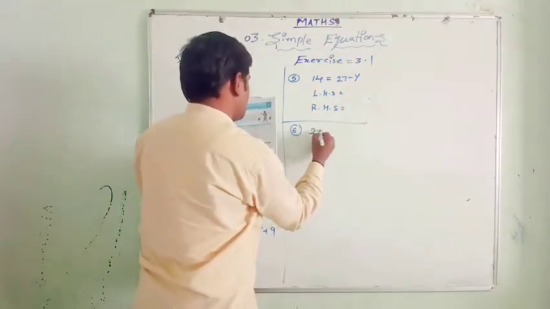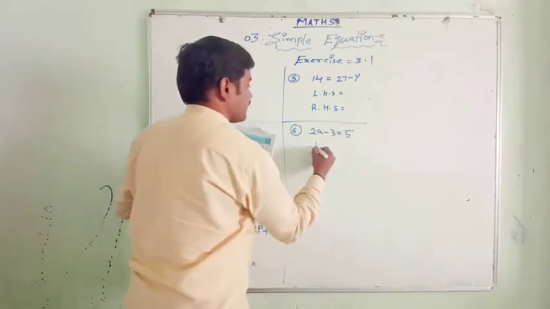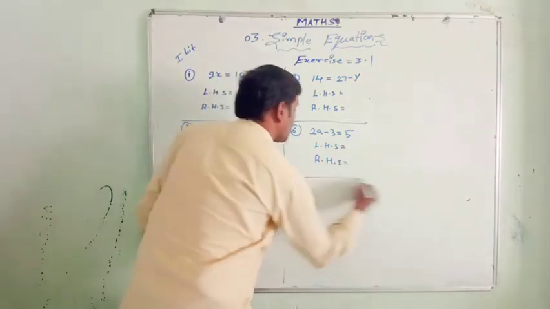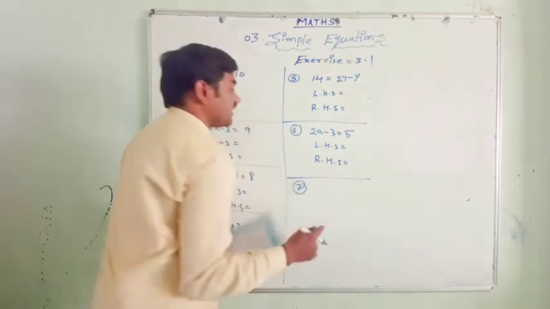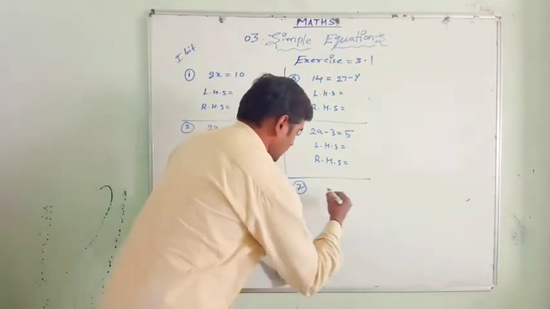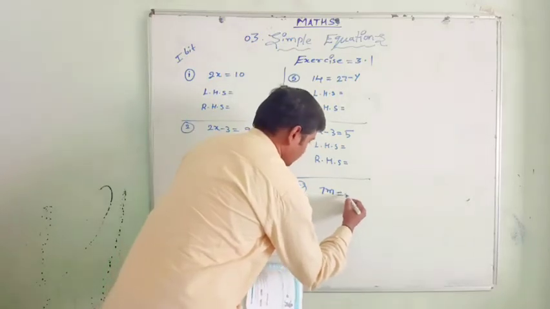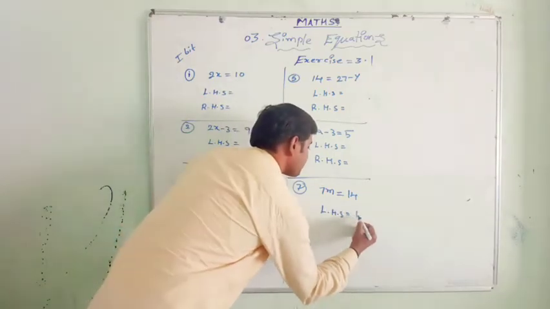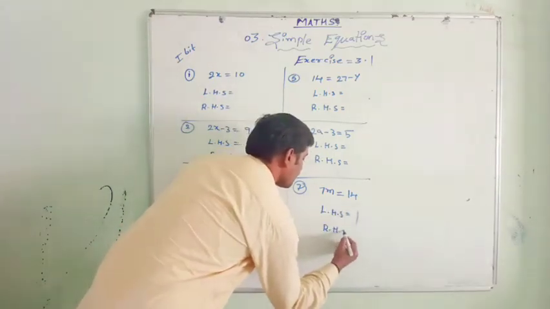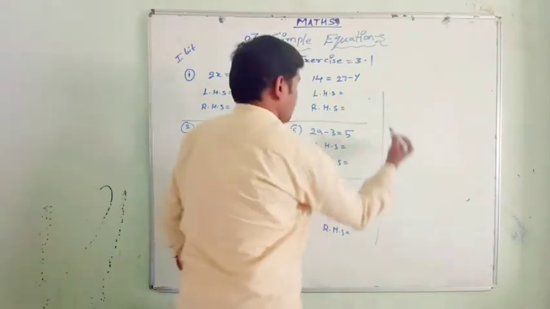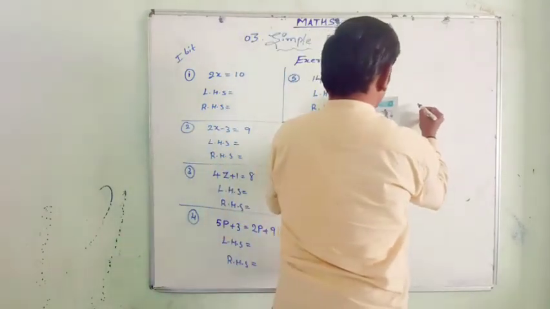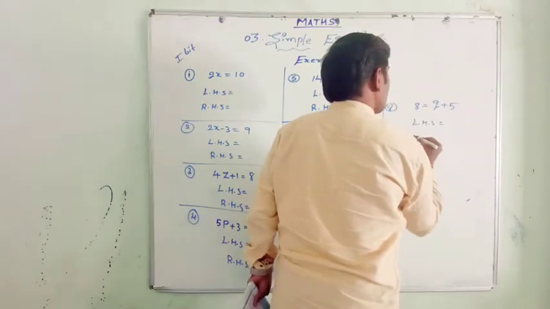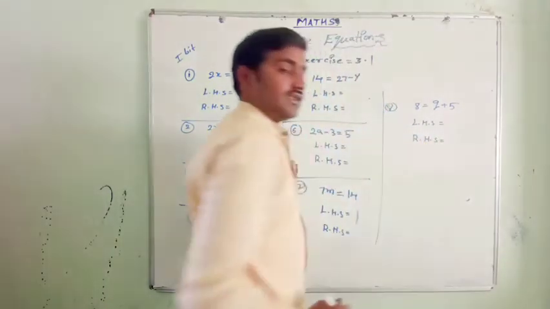Sixth one, 2a minus 3 equal to 5. Here we need to write LHS, also RHS. Left hand side and right hand side. LHS in the sense left hand side, RHS is right hand side. 7m equal to 14. Okay, here we need to write LHS and RHS. And the eighth one, here 8 equal to q plus 5. You have to write the LHS and RHS. Let's see that.